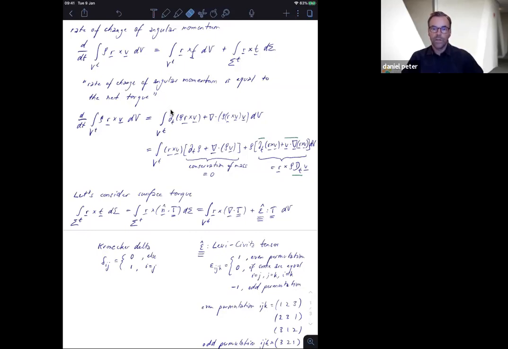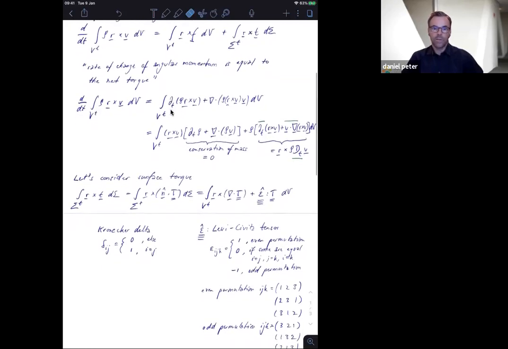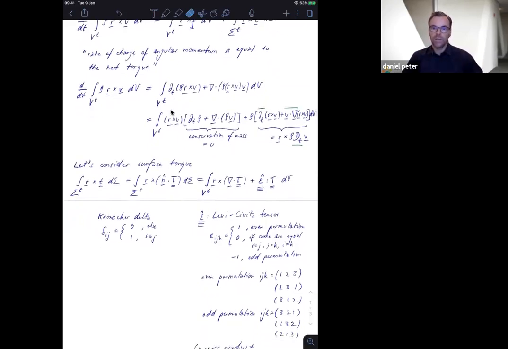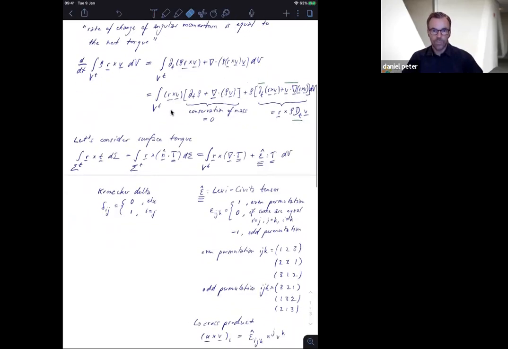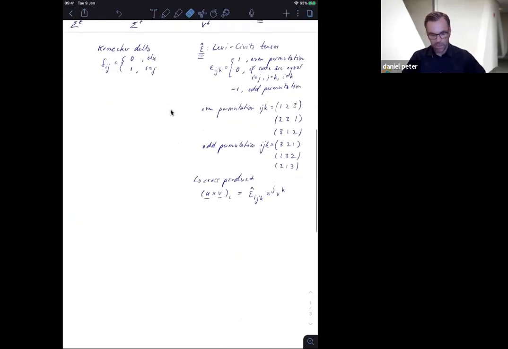So we can write everything under a volume integral, which is valid for any volume, which then again means that we can just consider the terms inside the integral expression. They have to be the same. So let's do that and bring it a bit to one side.